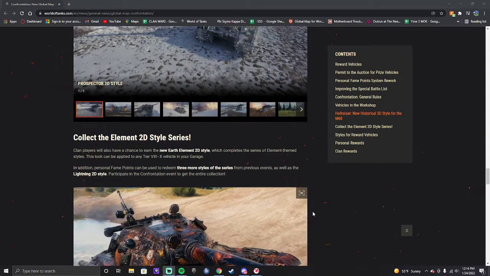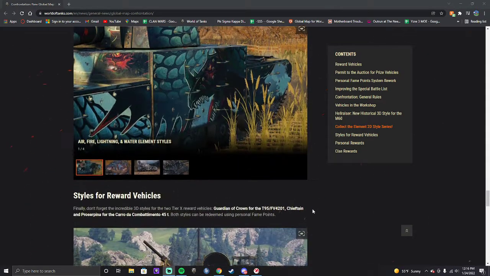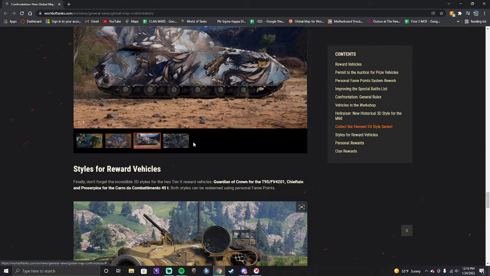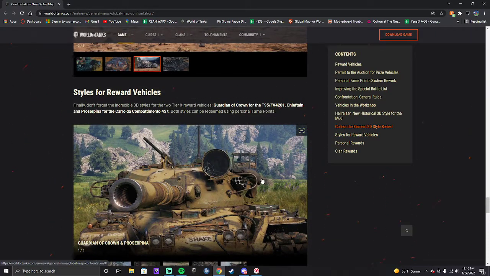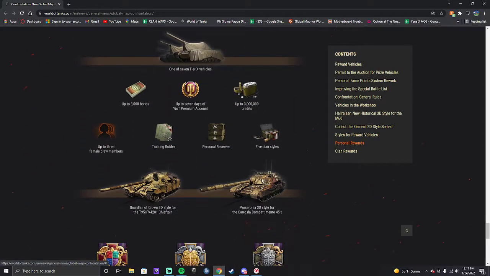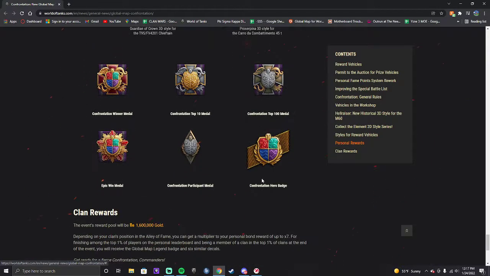There are more 2D styles. The elemental style for this season is the new Earth element style. Okay. And then you still get the fire, water, and air elementals. Looks like all prior 3D styles are available. And, yeah, look at the badges. Woo, cool.